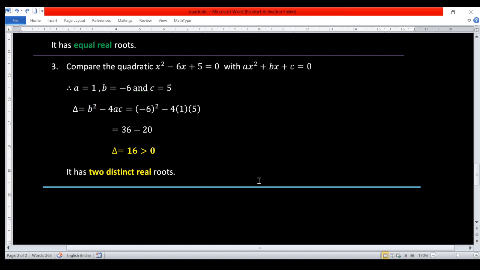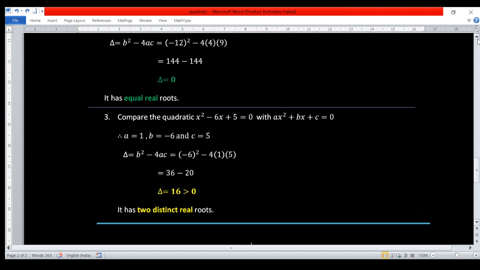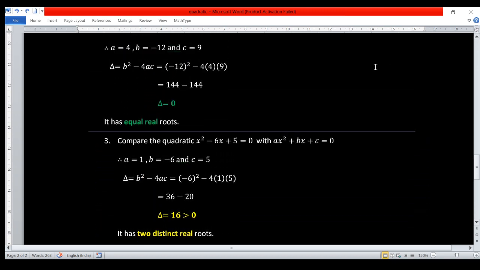Less than 0, no real roots. Equal to 0, green, equal roots. Greater than 0, yellow, two distinct real roots. In the next video, we'll see how to find the roots of quadratic equations.